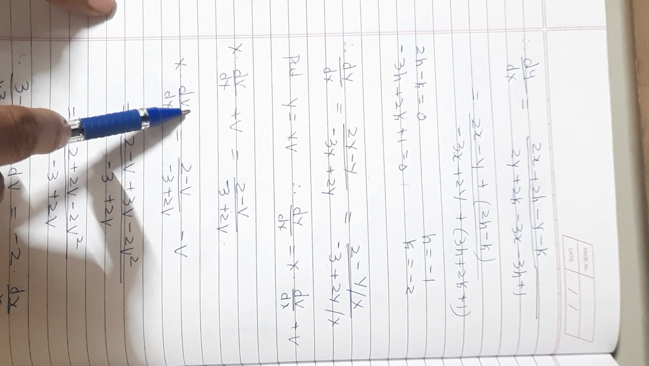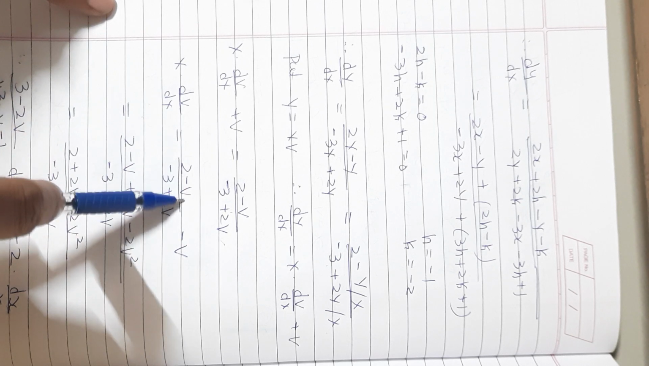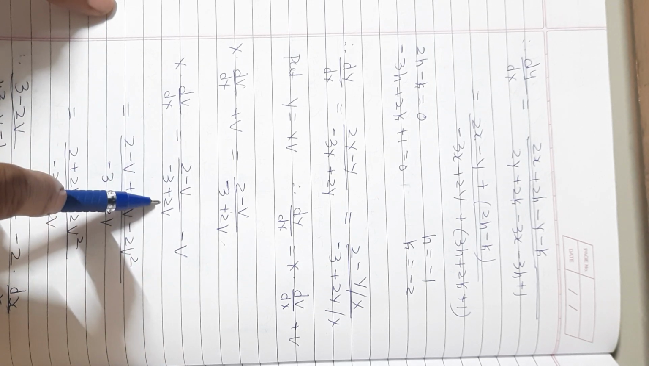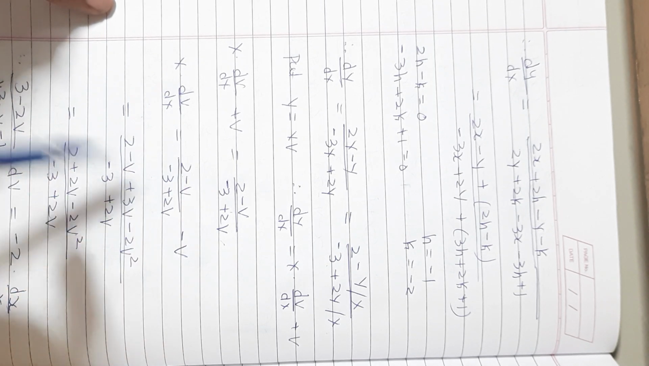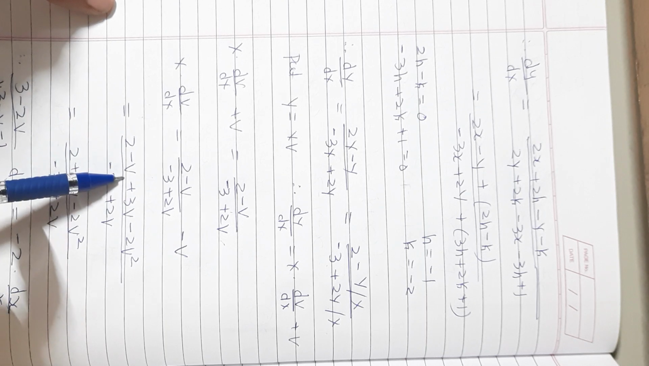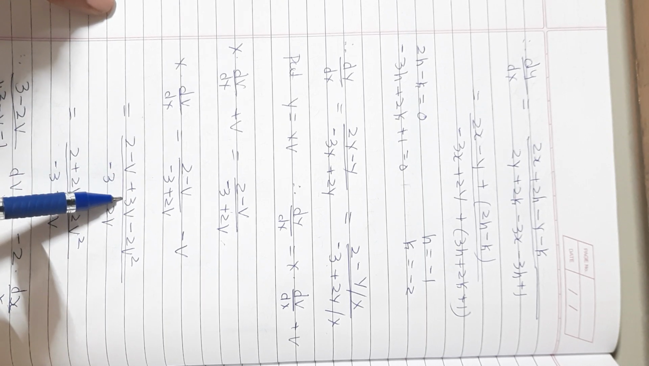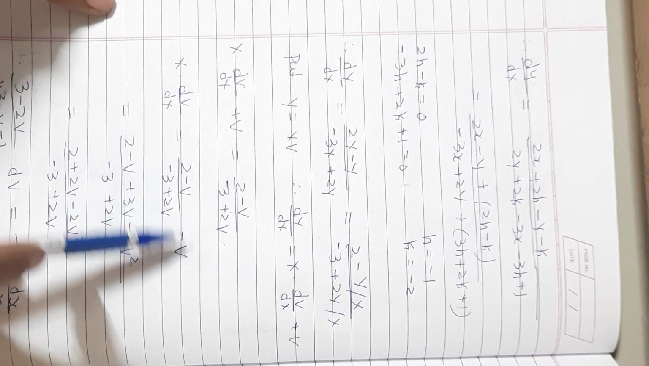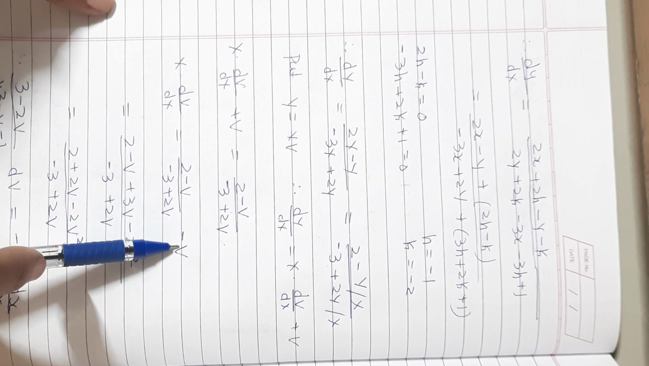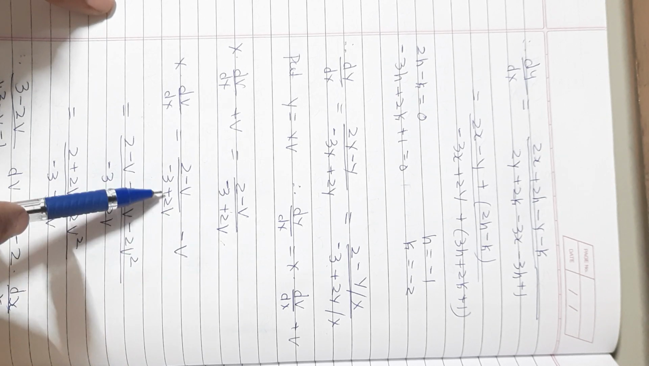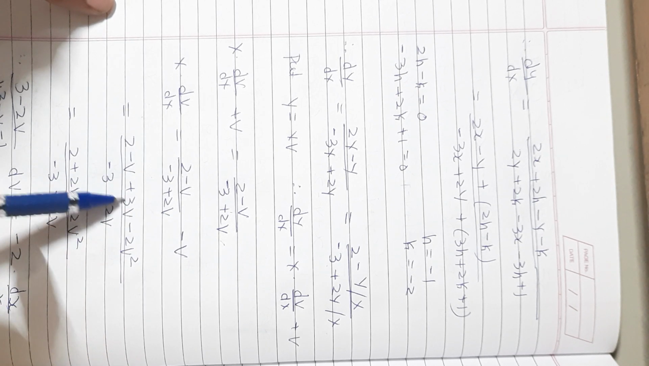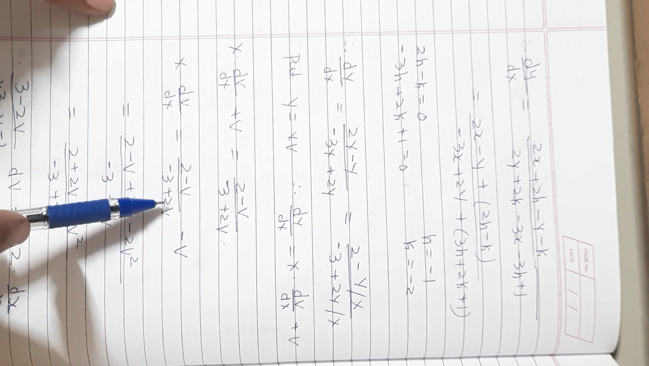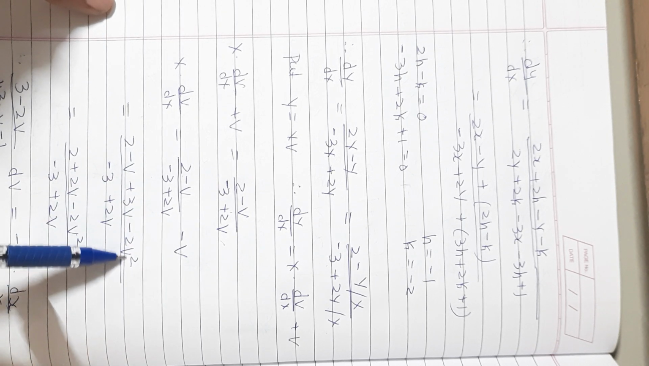Therefore, x dv by dx is equal to (2 minus v) upon (minus 3 plus 2v minus v), which is equal to (2 minus v) upon (minus 3 plus v). After this, simply cross multiply. Minus v multiplied by minus 3 is plus 3v, and minus v multiplied by plus 2 is minus 2v square.